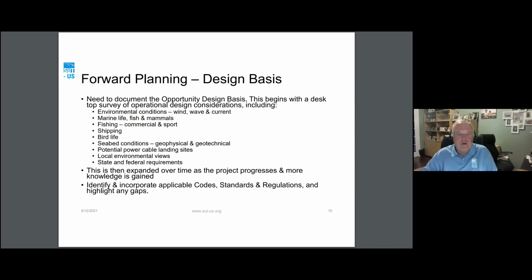But also, you've got to make notes of the applicable codes, standards, and regulations, and you're going to find there's gaps as you go forward. So these are going to be identified as you work forward, and then a plan needs to be put in place for how you're going to fill the gaps that you've got here.